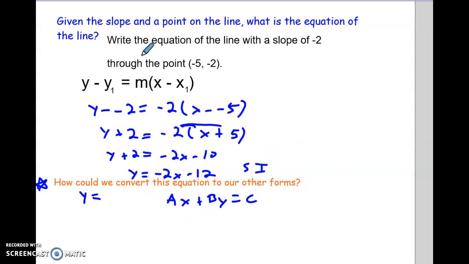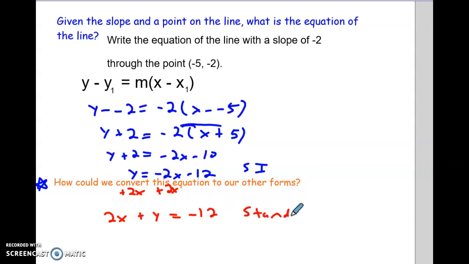And then standard form, we're pretty much already there. To get standard form, you just want x and y on the same side, and you almost have that. If you just add 2x to both sides, boom, you're done. I'm going to write it a little bit out of order, but you have a positive 2x, a positive y, and then a -12 on the other side, and now you have standard form. So once you know one form, in theory, you can convert to the others, hopefully without too much difficulty.